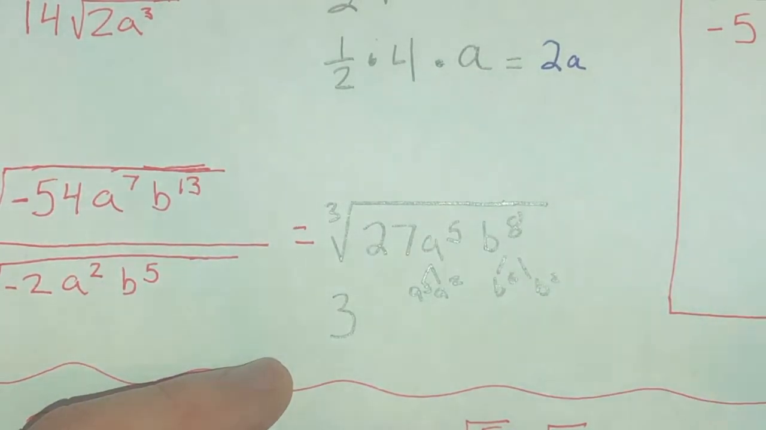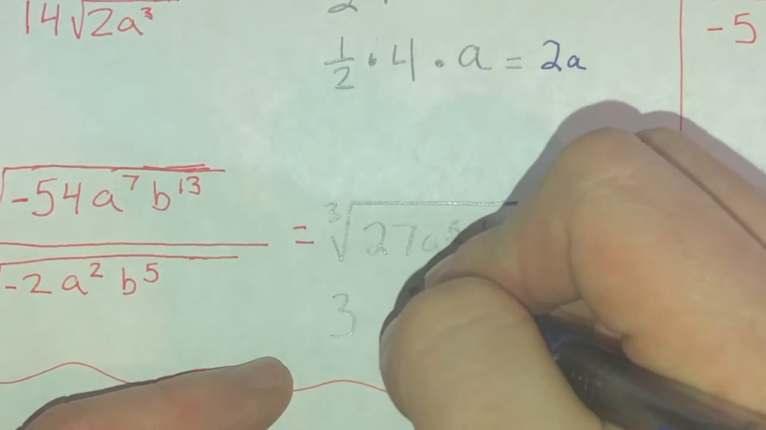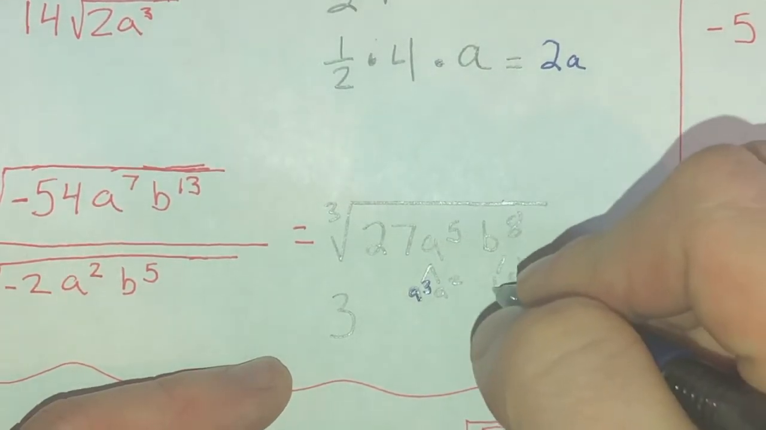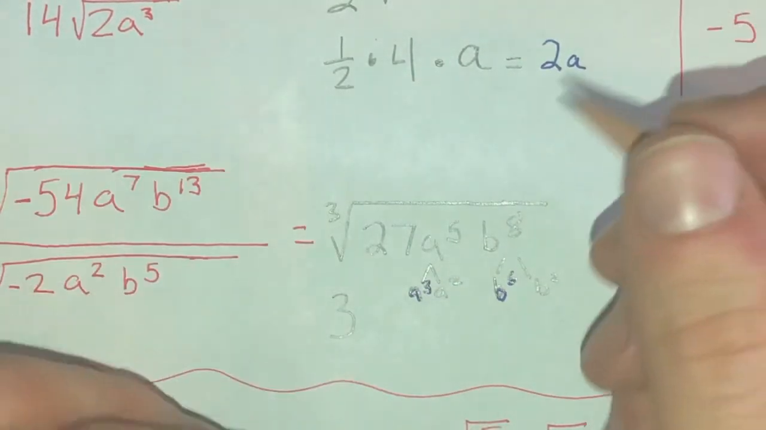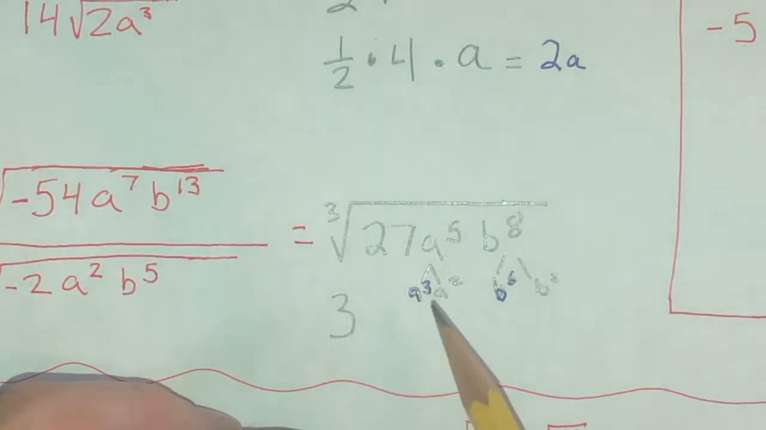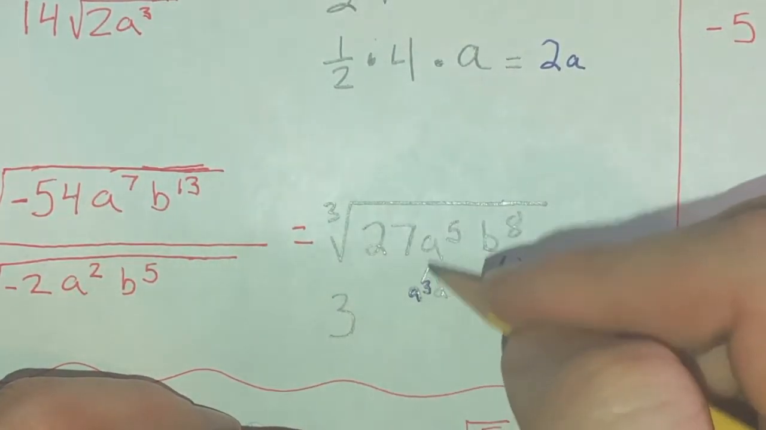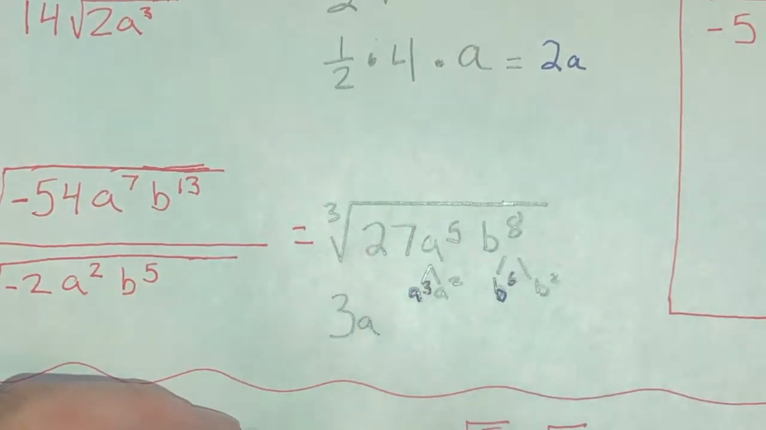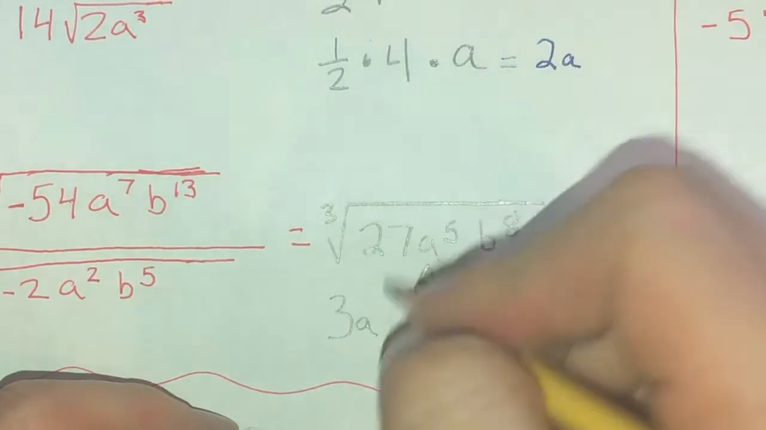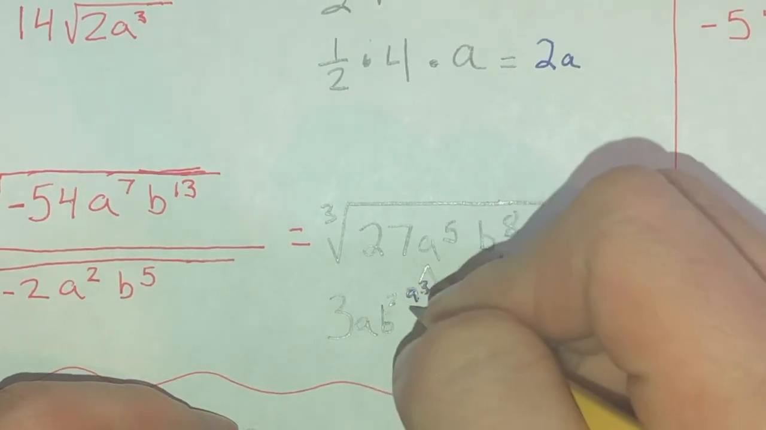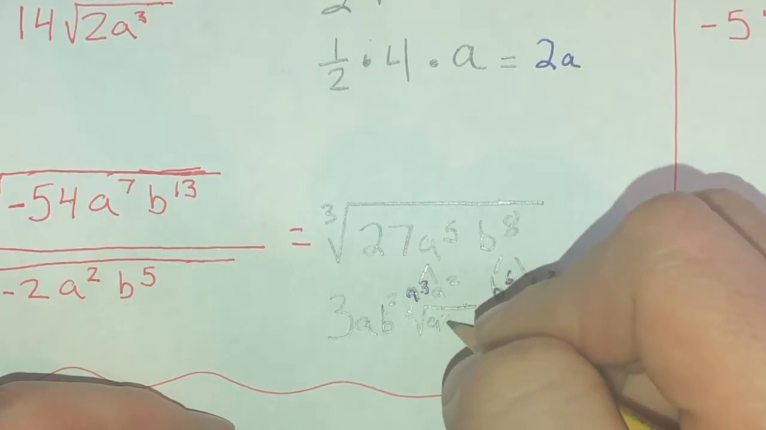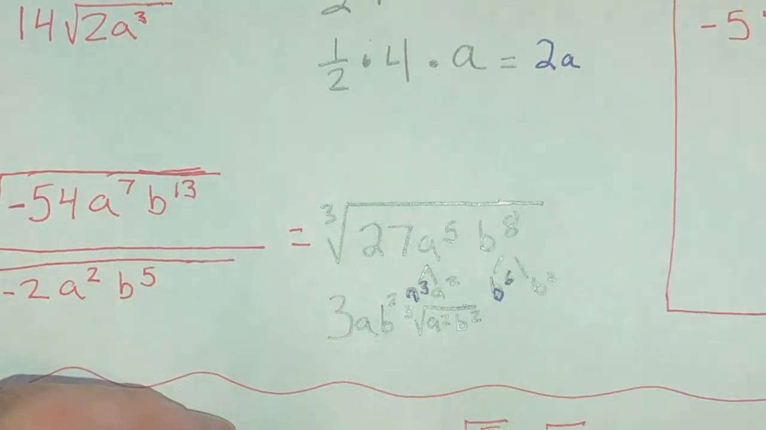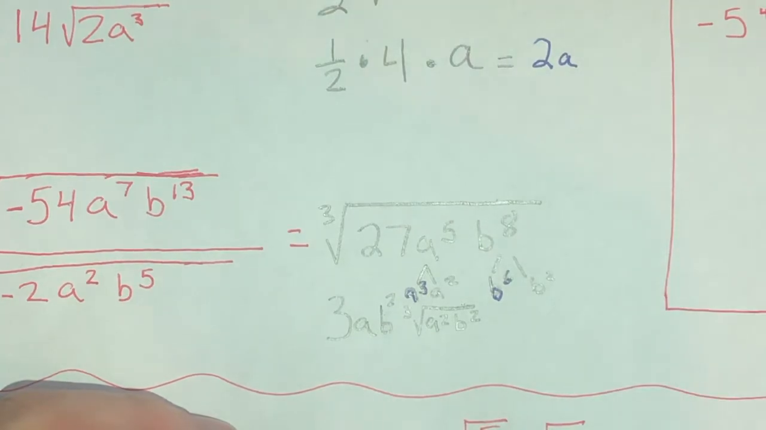Remember, we target the power of 3 and the power of 6, because when we take the cube root we're going to end up with a whole number for the exponent. So when I do the cube root of a cubed, I get a. When I do the cube root of b to the 6th, I get b squared. And then what's left under the cube root is a squared b squared, which is not, here's a little math joke, equal to c squared.